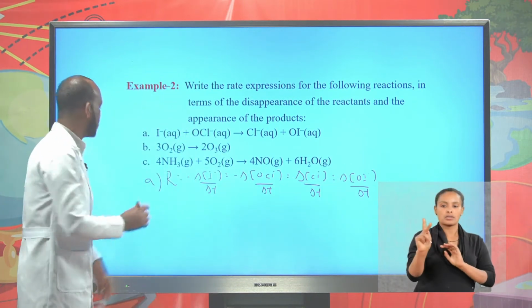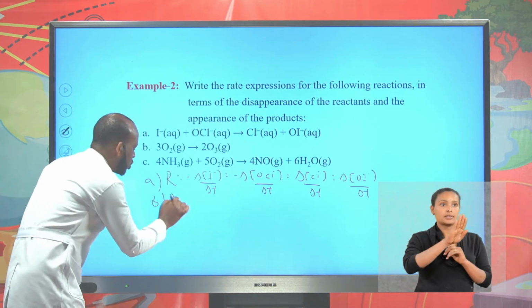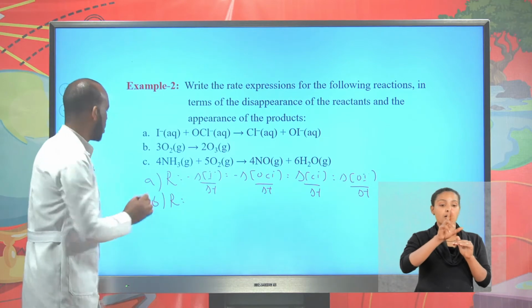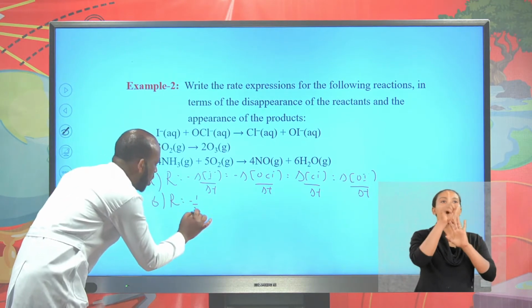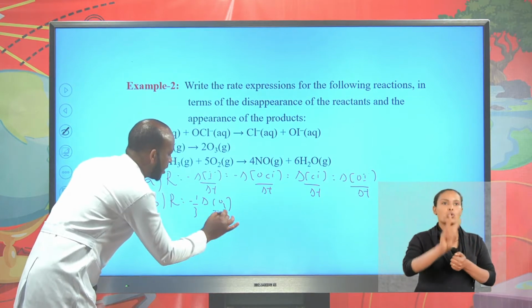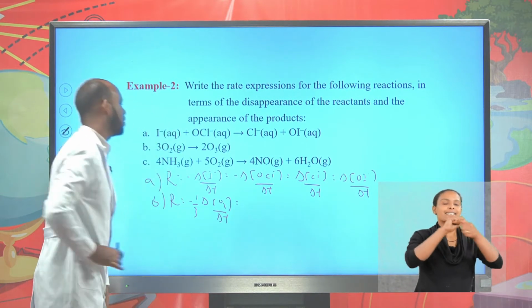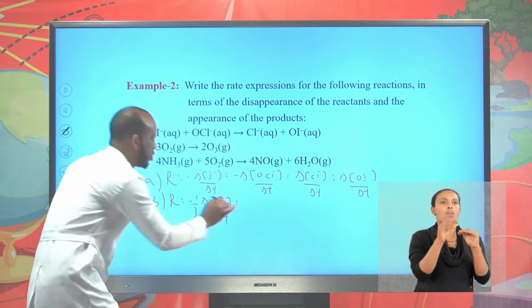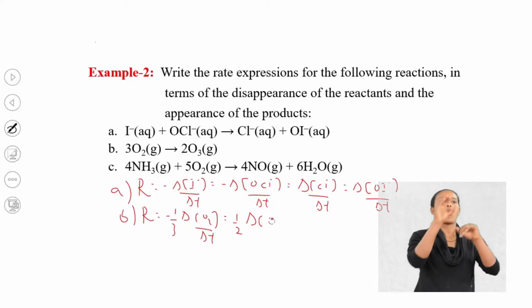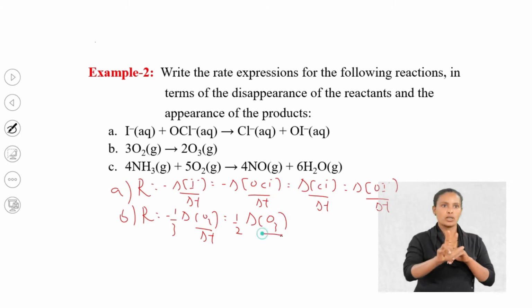For b, rate equals, in terms of disappearance of a reactant, minus 1 over 3 change in concentration of O2 divided by change in time, equals 1 over 2 times change in concentration of O3 divided by change in time.